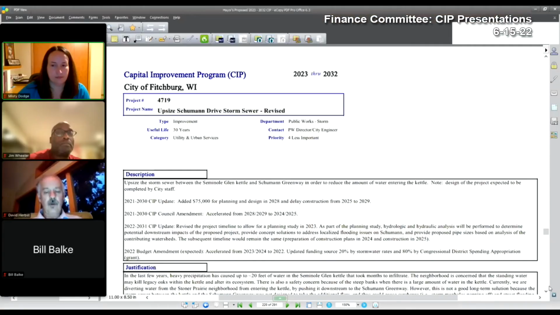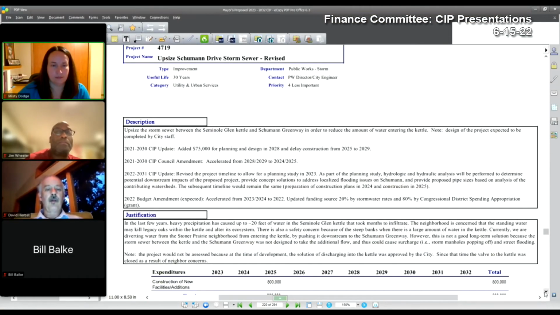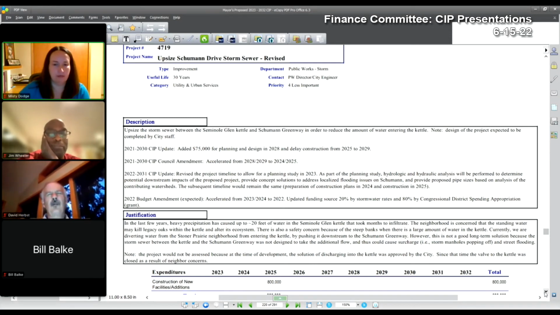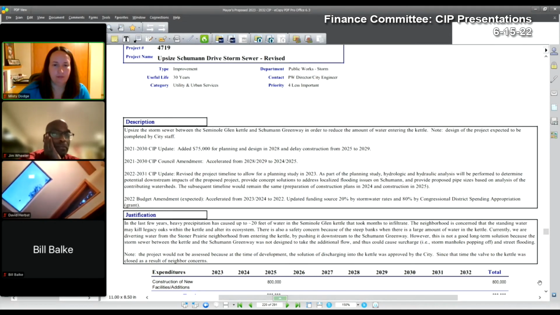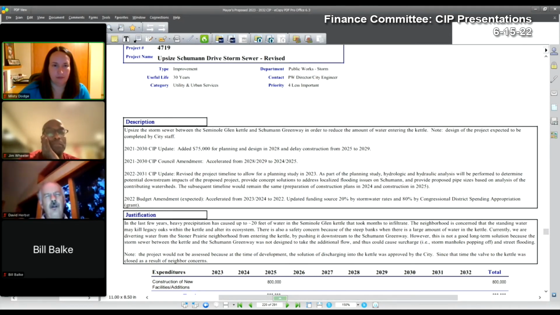4719, this upsizes the storm pipe along Schumann Drive to reflect climate conditions. We also received a congressional spending appropriation for design of this project in 2022-2023. This project was revised to move up this project in order to be able to fully utilize that appropriation.